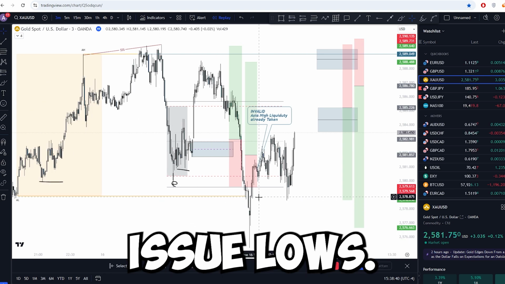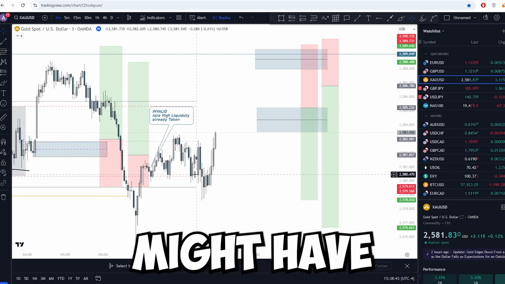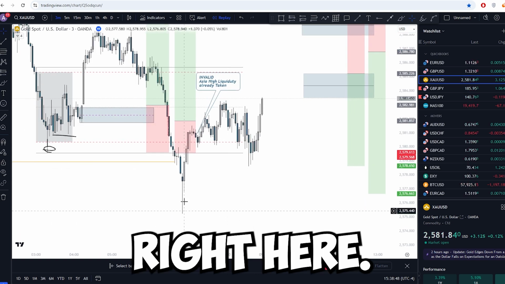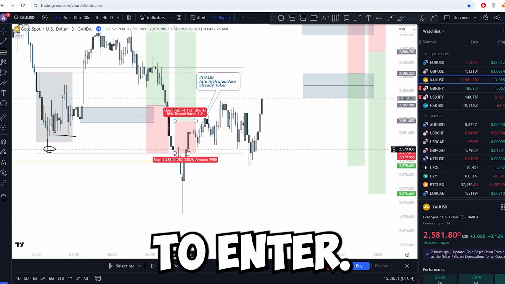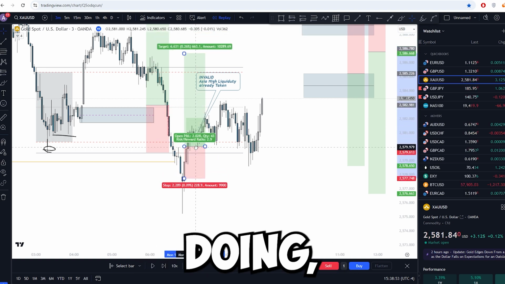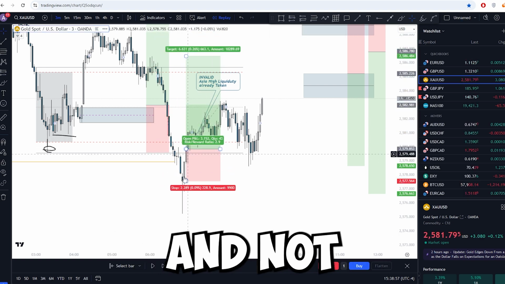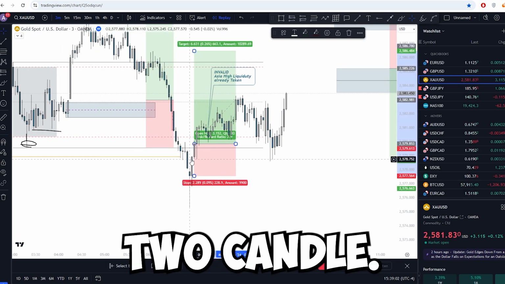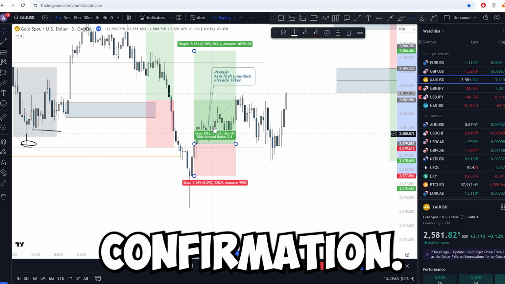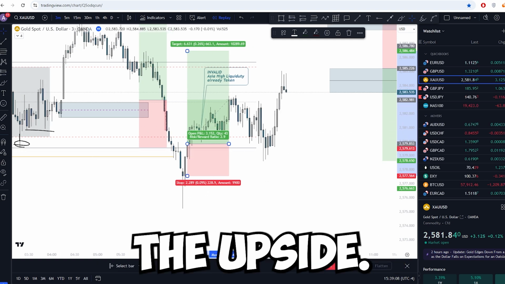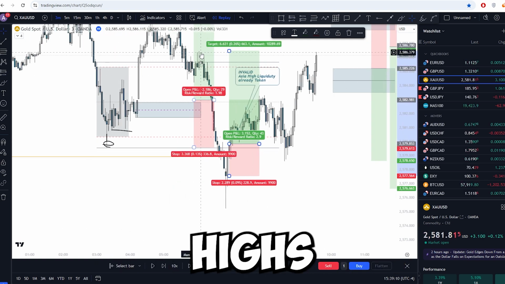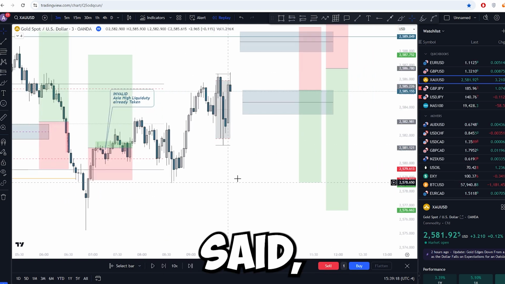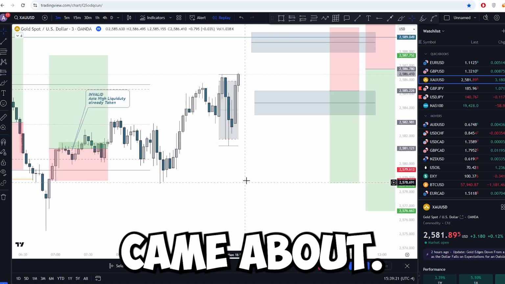However, we have taken Asia lows. So meaning the buyers might have come in control. With that liquidity taken, we've seen this big rejection candle right here. So that might be a good place to enter. If you are a late entry and doing market execution and not necessarily pending orders or limit orders, this would have been a good entry with the 2 candle confirmation right all the way to the upside. That's what I would have been targeting, previous highs right here. And your TP would have been hit. Beautiful.